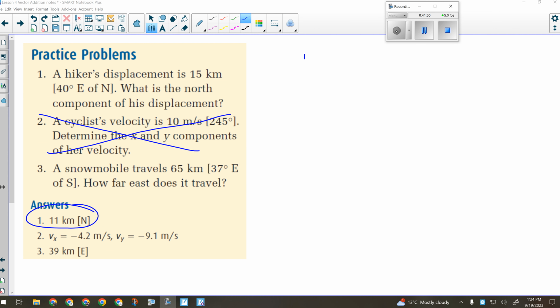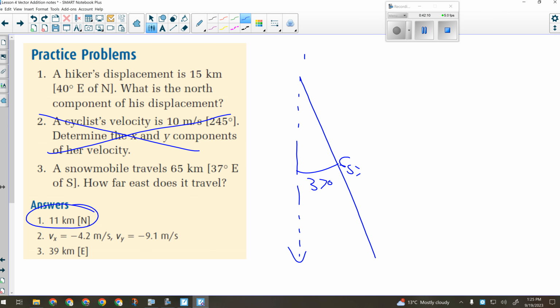Okay, let's quickly look at number 3. So a snowmobile travels 65 kilometers, 37 degrees east of south. So I draw a reference line south. I go 37 degrees, no, that's not 37, but get the idea, 37 degrees east of that for 65 kilometers. Now they want us to find X or Y? X. They want to know how far east. So that'll be sine of 37 times 65, and that'll give us our 39 kilometers east. All right, we will be continuing to work on that, but in the scale of a big problem with more than one vector tomorrow.